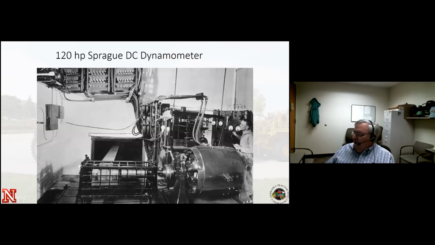Back before load cells, we would have a scale attached to the arm of the dynamometer that you'd have to go on here and balance to find the force that it took to keep the case from rotating. And then, if you multiply that force by the distance to the center of the shaft, which I think was about 24 inches, you would get torque being produced.